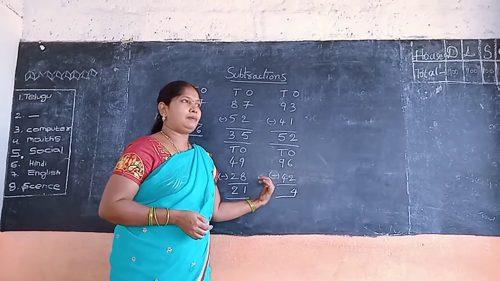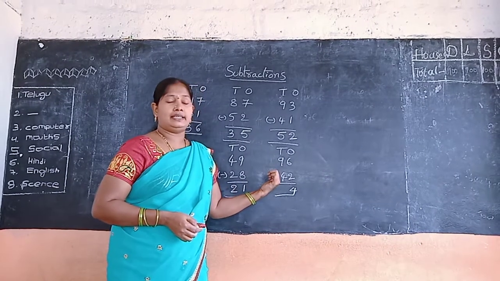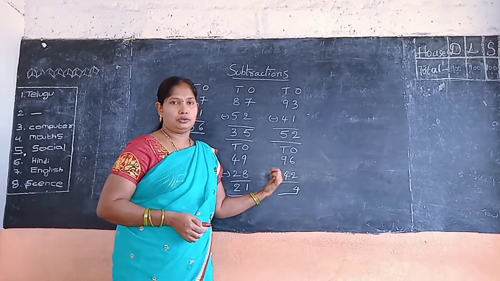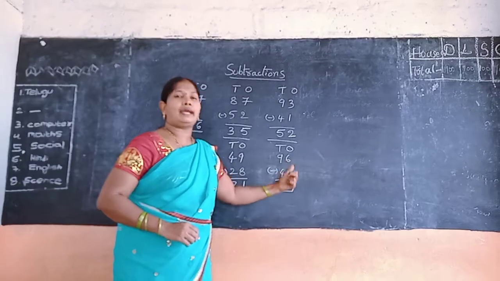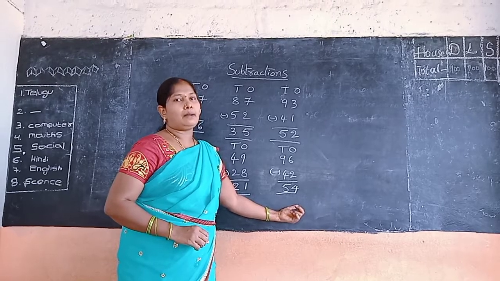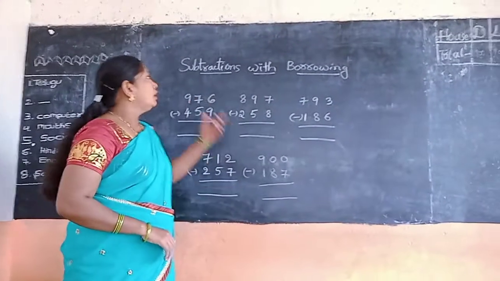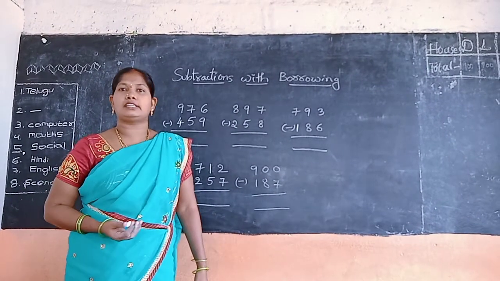Now go to the 10's place. In the 10's place, the first number is 9 and the second one is 4. 9 minus 4 is equal to 5. Okay, 96 minus 42 is equal to 54. Now subtractions are completed. Next, subtractions with borrowing. How to use borrowing in subtractions?